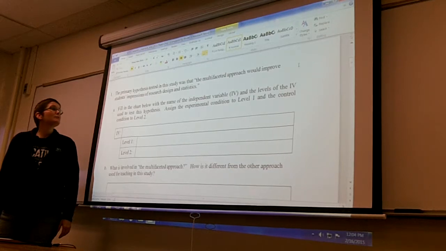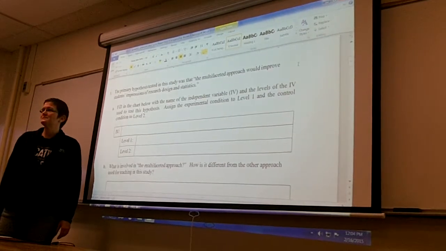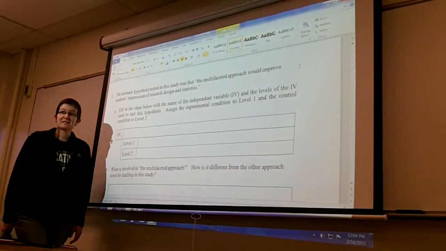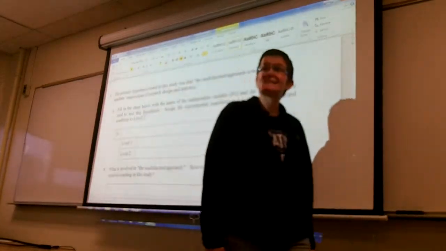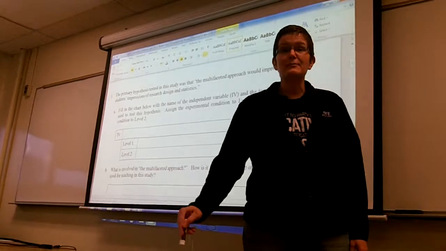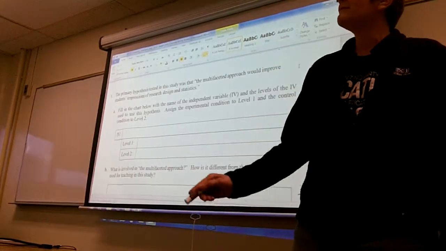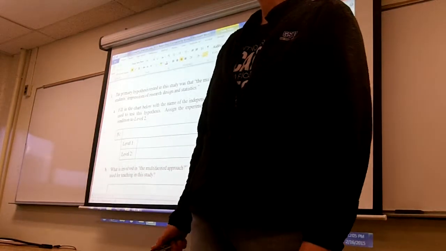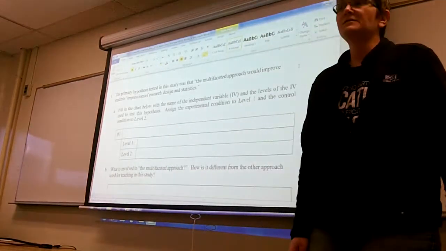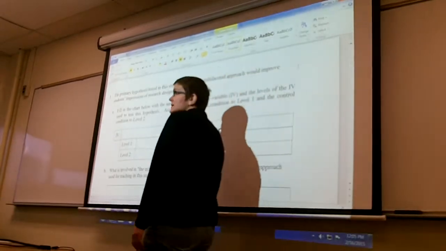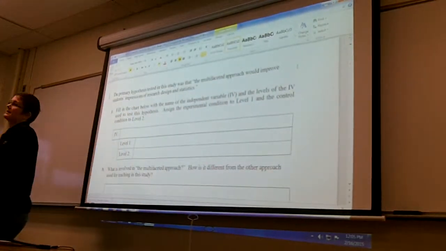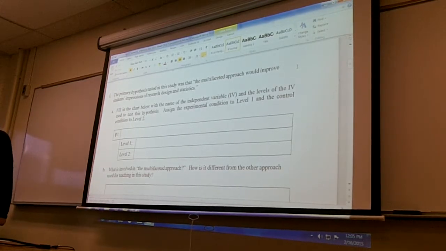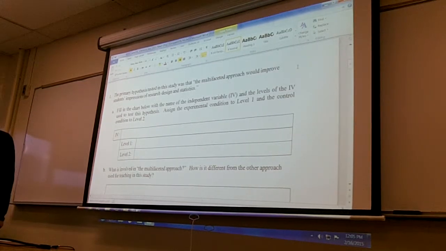The multifaceted approach will improve students' impressions. That's a directional prediction. So they should be doing one-tailed tests because it says it will improve. They're making a specific prediction about the direction of the effect. They're saying that students in the multifaceted condition, in the experimental condition, will have improved scores relative to those in the control condition. So you should be able to spot that. That's the kind of clue, improve students' impressions, that should trigger that's a directional prediction. That's a one-tailed test kind of thing.